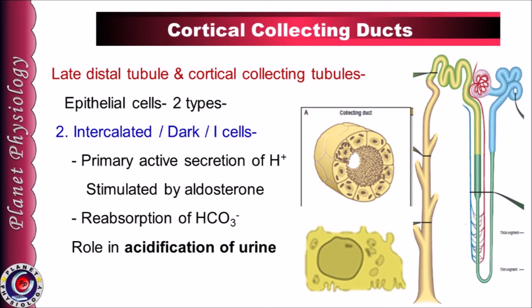The second type of cells are intercalated cells, which are also known as I cells or dark cells due to their darker staining properties. These are mainly concerned with primary active secretion of hydrogen ions and reabsorption of bicarbonate ions. Hence, they play important role in acidification of urine.